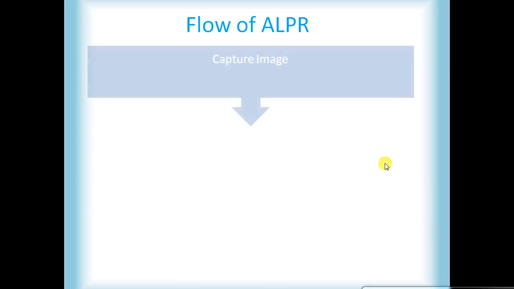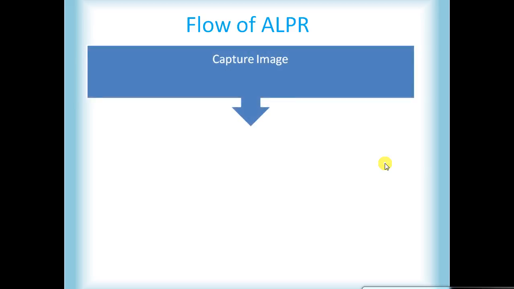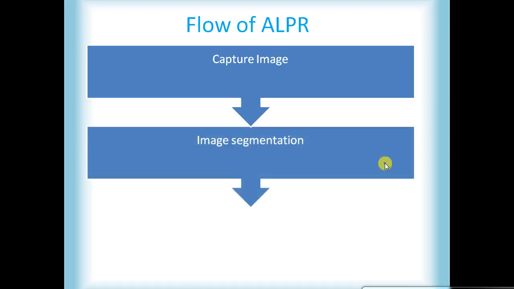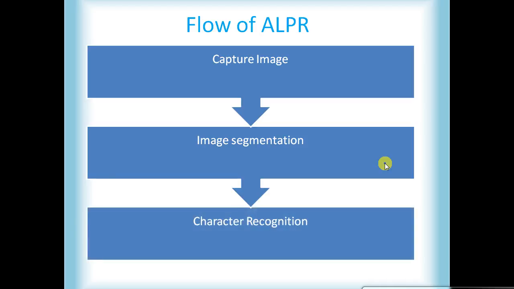So there are three major steps in the ALPR system. First is the capturing of image. This can be real time or also it can be offline. It can be retrieved from a database, etc. Second step is image segmentation. So image segmentation is the process where it just retains the interesting part of the images. In our case it is the number plate image. And the third is character recognition. So when we have the number plate image, we have to recognize the characters which are inside the number plates. That is the last step of the ALPR flow.